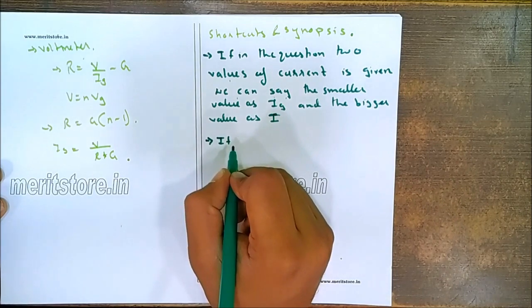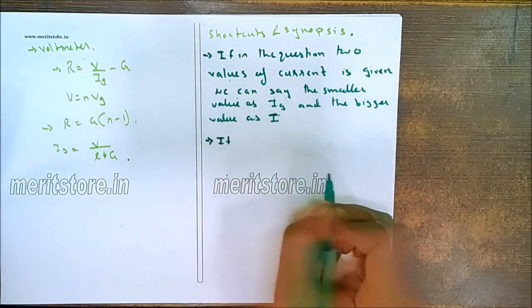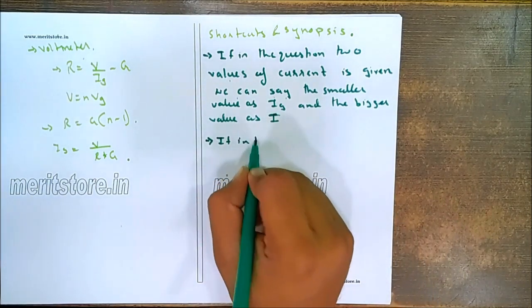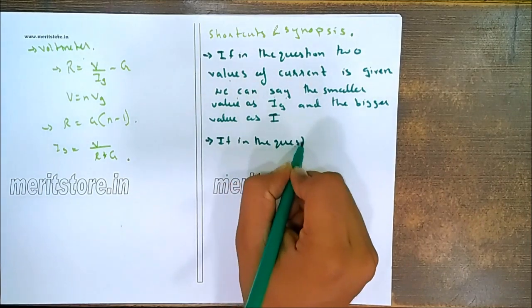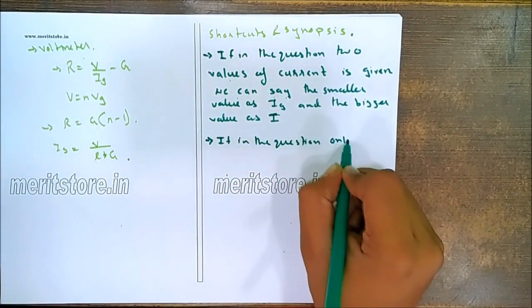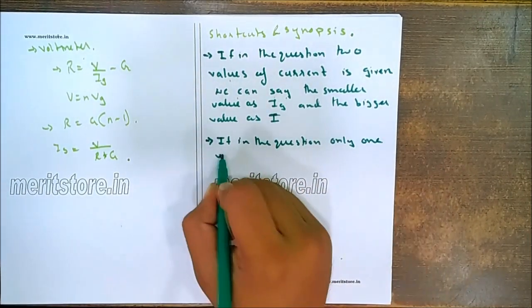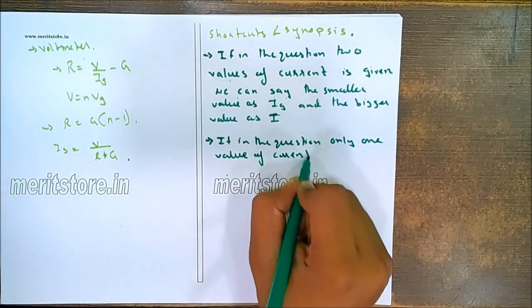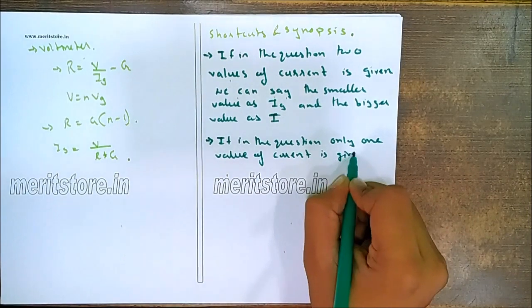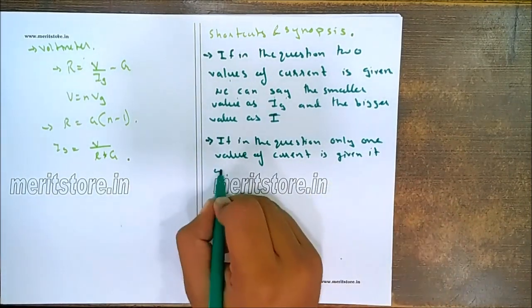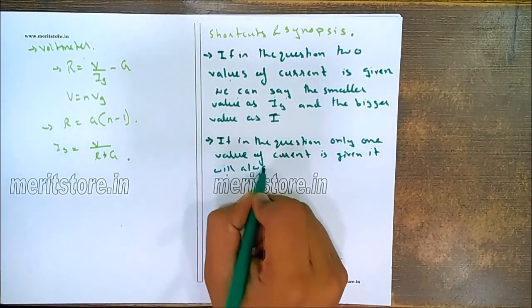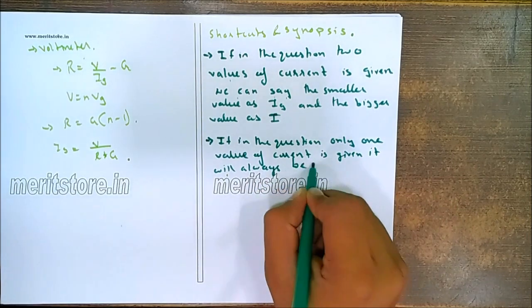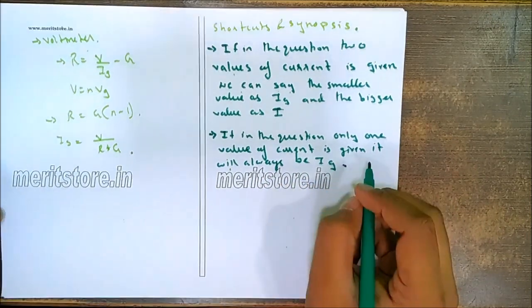If in the question only one value of current is given, it will always be Ig.